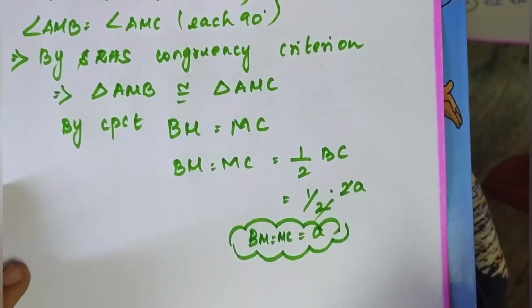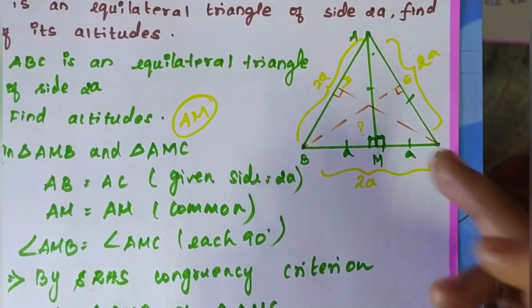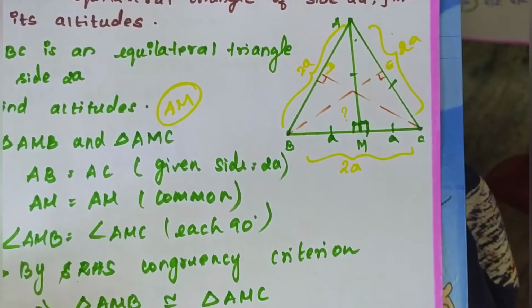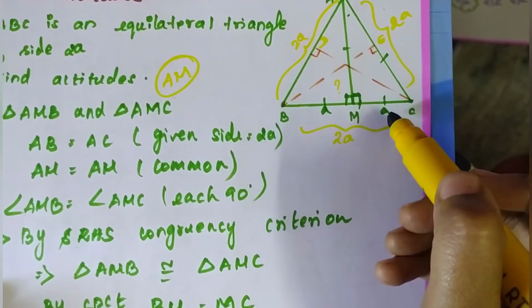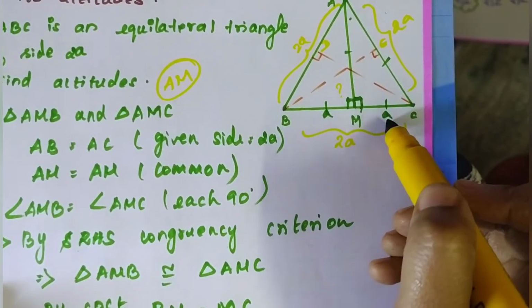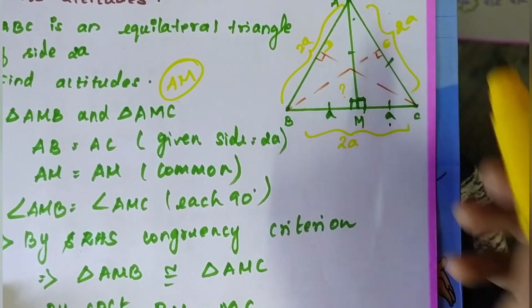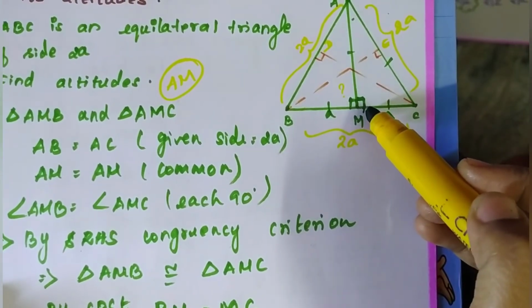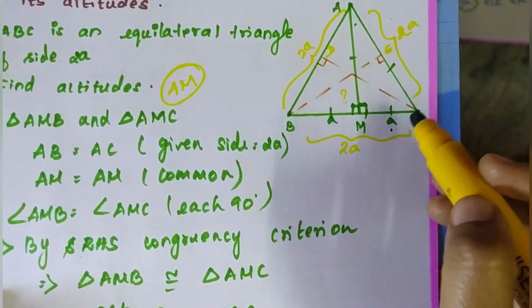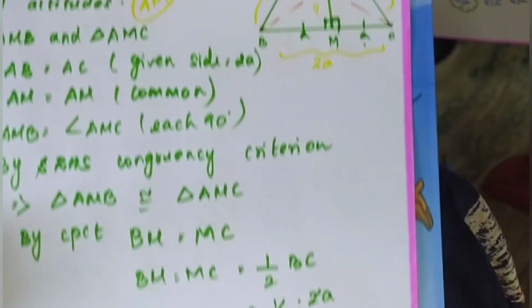What do we have to find? We have to find AM. I'm going to find AM. We know that MC is A and one side AC is 2A. I can find AM by Pythagoras theorem. So I know the hypotenuse and I know the other side also. Easily we can find the other side. That only I'm going to find now.